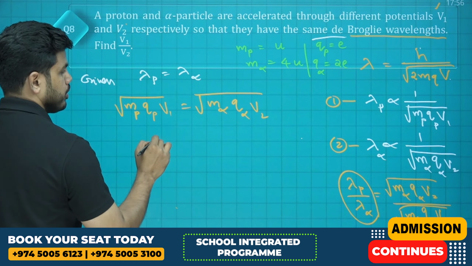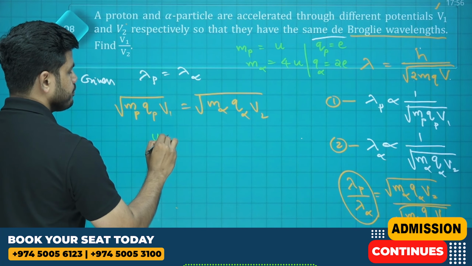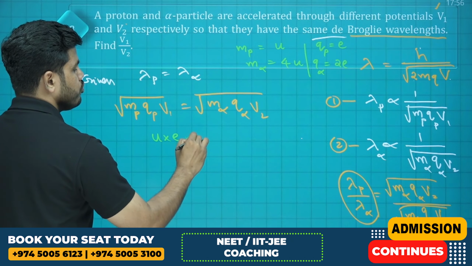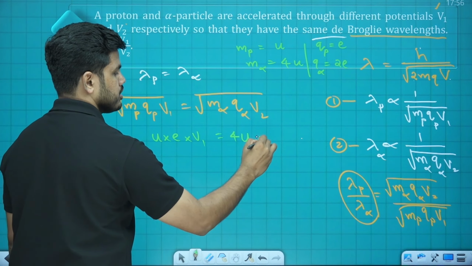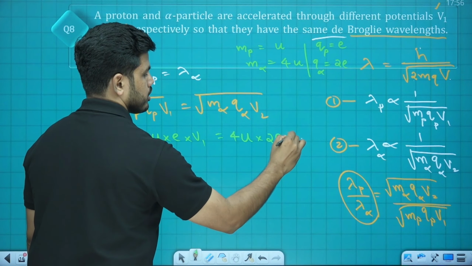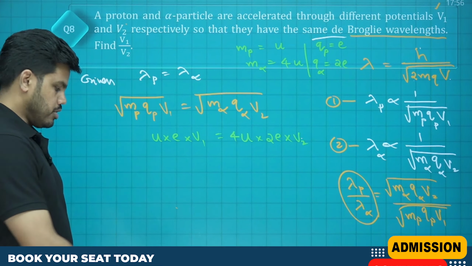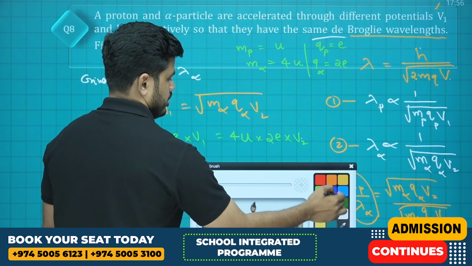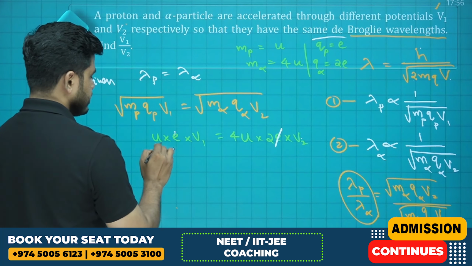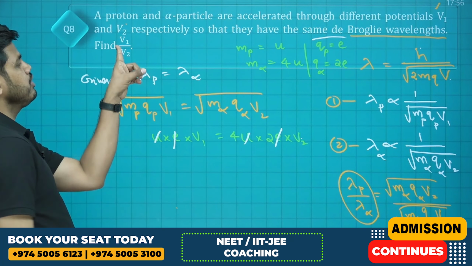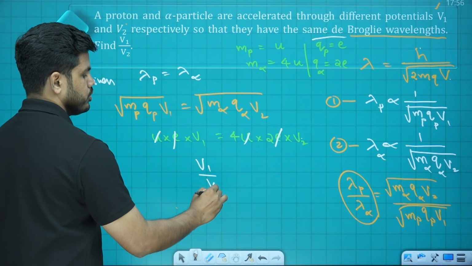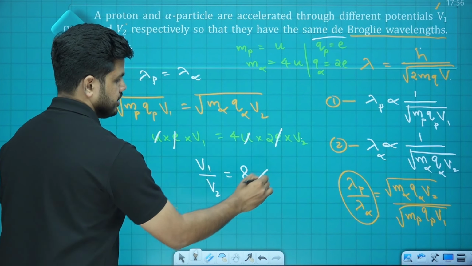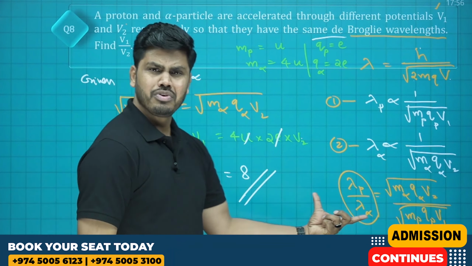We squared, okay? So we got mass of proton as U into E into V1 is equal to mass of alpha, which is 4 atomic mass unit, 2E into V2. So now we can cancel those terms. E gets cancelled, U gets cancelled. We need V1 by V2. Take that V2 to the other side. What is V1 by V2? We have 8:1. And that is our final answer.